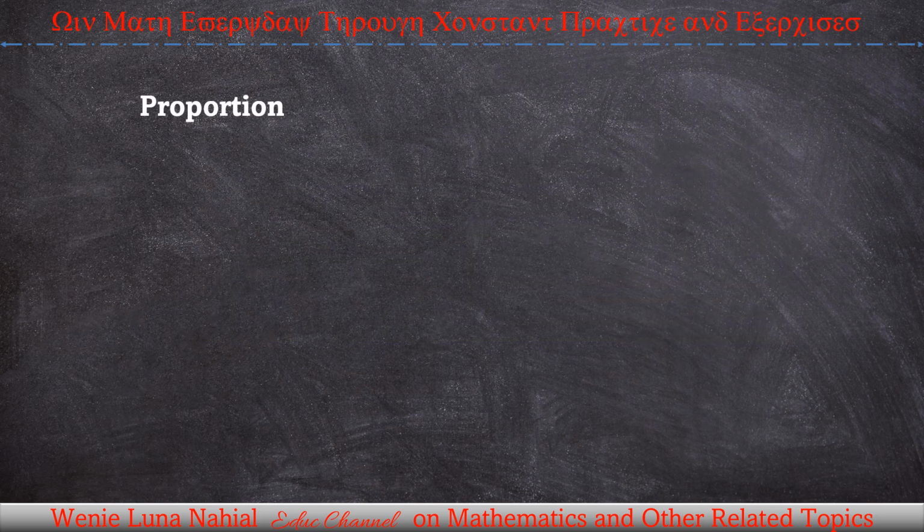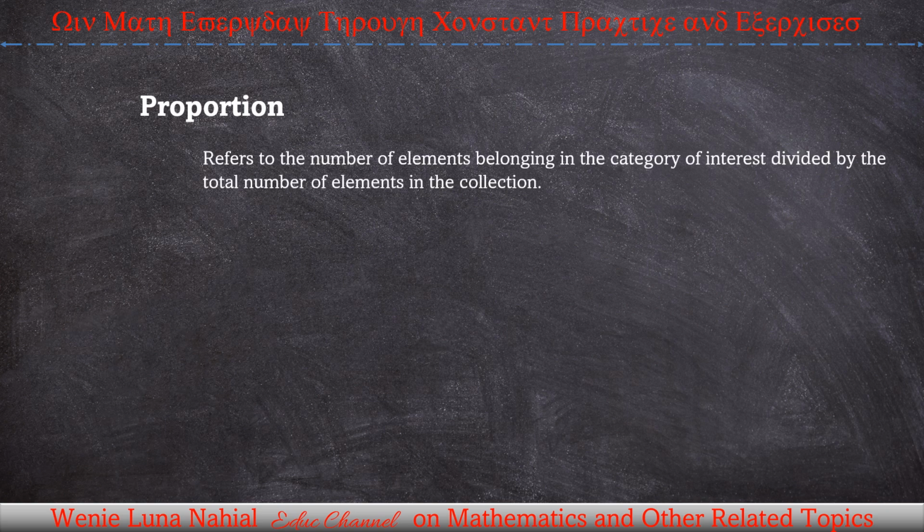Now, let's discuss proportion. Proportion refers to the number of elements belonging in the category of interest divided by the total number of elements in the collection.